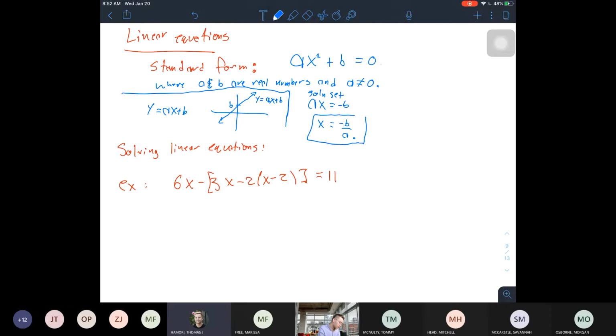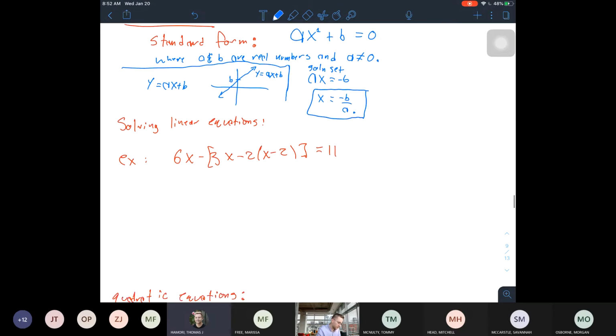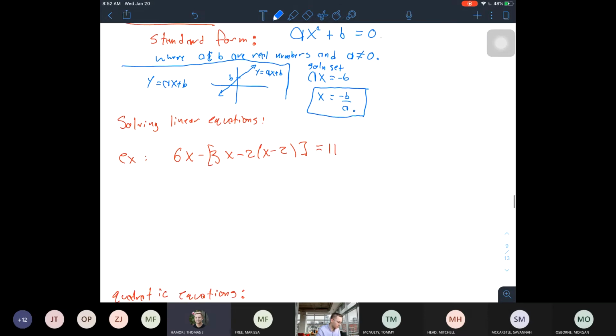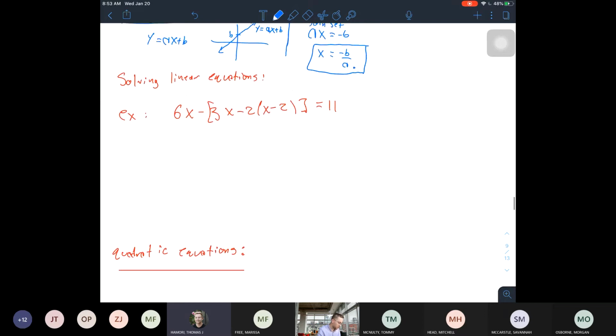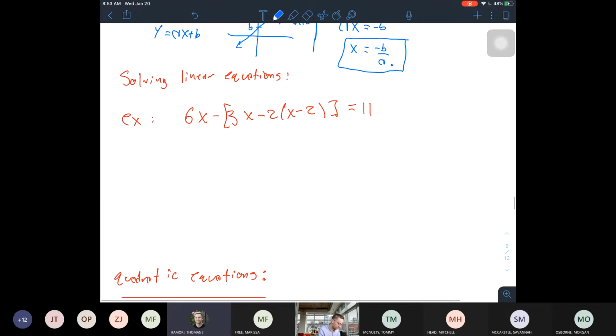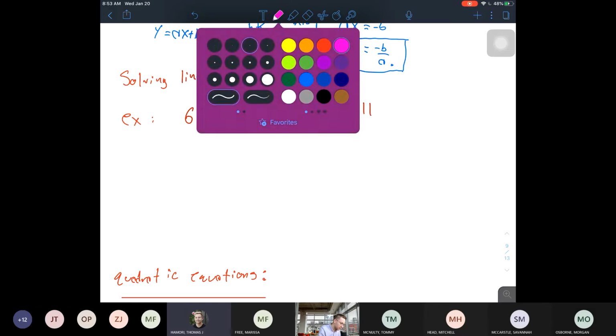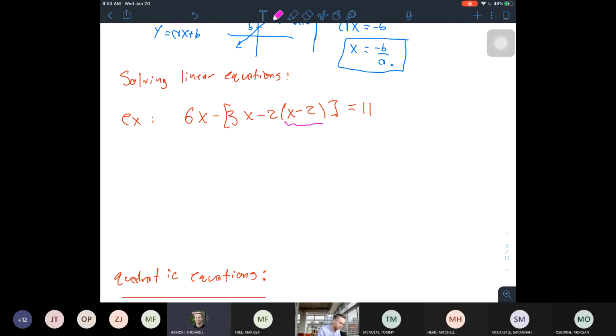This is our solution set, just x equals negative b over a. Okay. So let's have a practice of how we solve these. Basically, we're just going to use PEMDAS here, and we're going to try to isolate x. Here we've got x all over the place and tied up in a bunch of parentheses. So PEMDAS dictates we should start from the inside out. What we should start with is the innermost set of parentheses here.